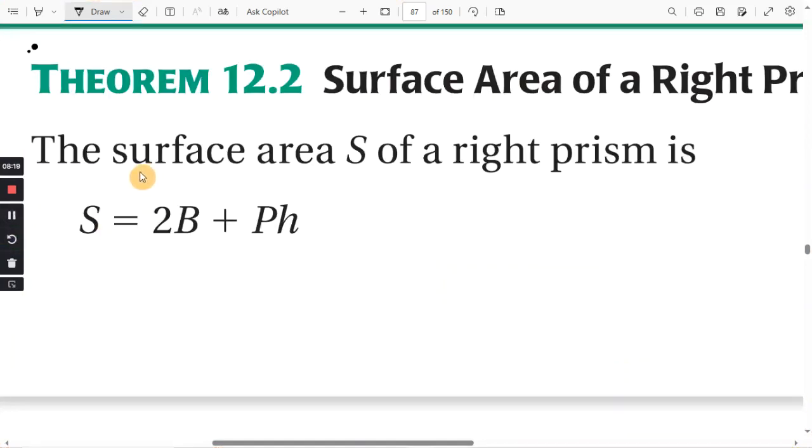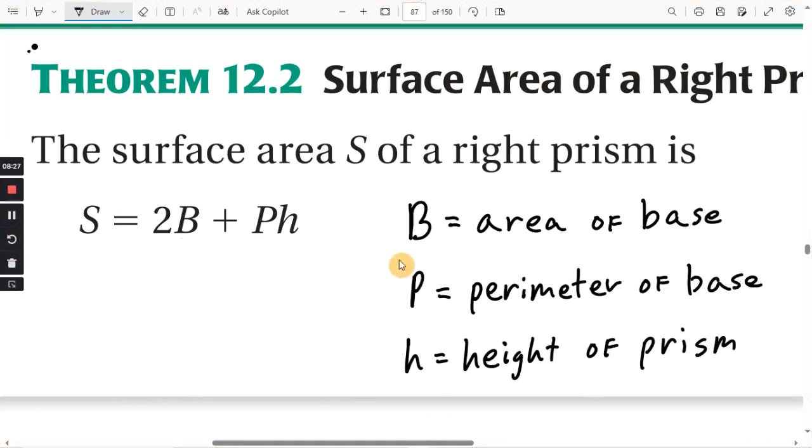All right, so the surface area S of a right prism, S equals 2B plus PH. In this case, capital B is the area of one of the bases, capital P is the perimeter of one of the bases, and H is the height of the prism.